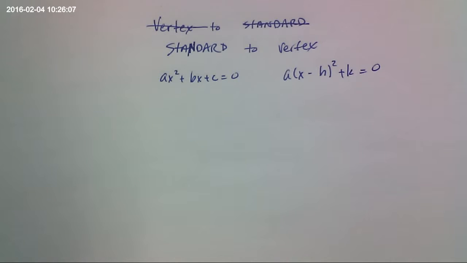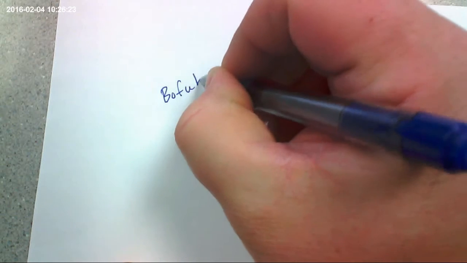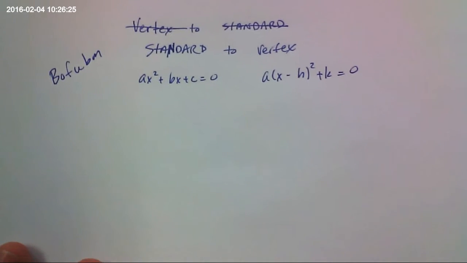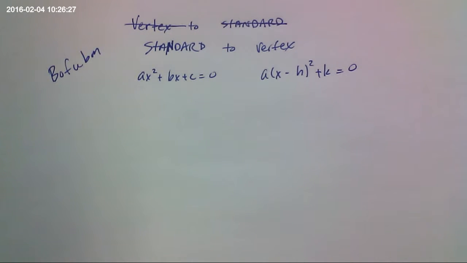Okay, so there's two cases. There's an easy case, and that's when a is 1. When a is equal to 1, it's easy. When a is not equal to 1, it's difficult. So we're going to do both right now. The easy one first, when a equals 1.